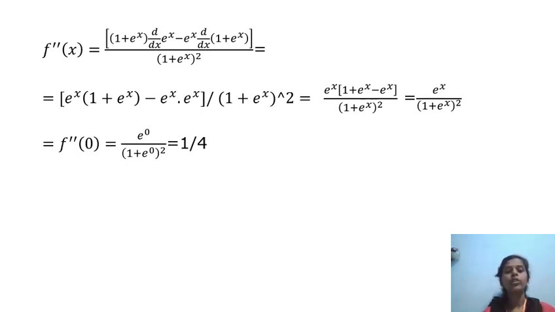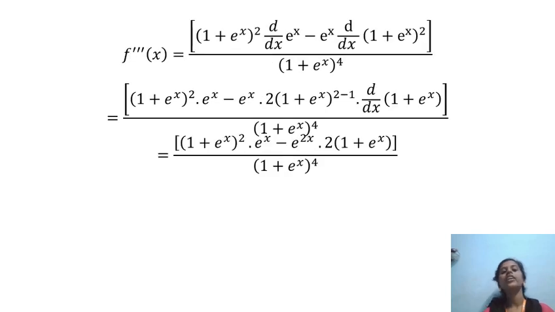Now we have to replace x with 0. Then we get f double dash of 0 equals e power 0 by 1 plus e power 0 whole square. We get 1 by 4. Again for the triple derivative, f triple dash of x equals 1 plus e power x whole square d by dx of e power x minus e power x d by dx of 1 plus e power x whole square, divided by 1 plus e power x whole square, which is 1 plus e power x whole to the power of 4.